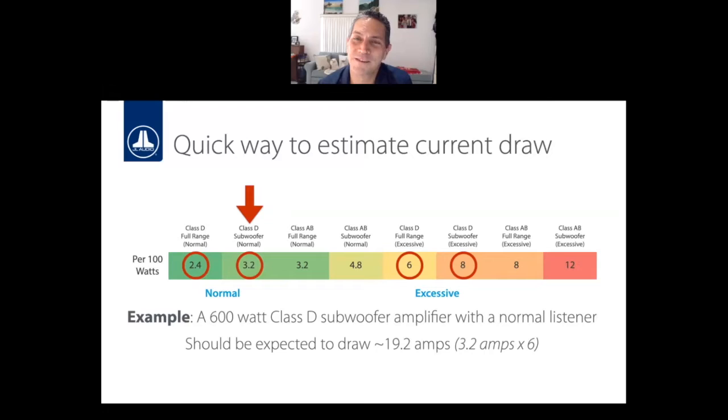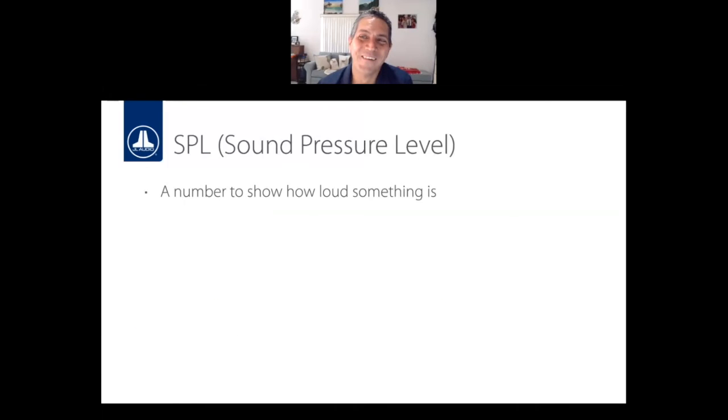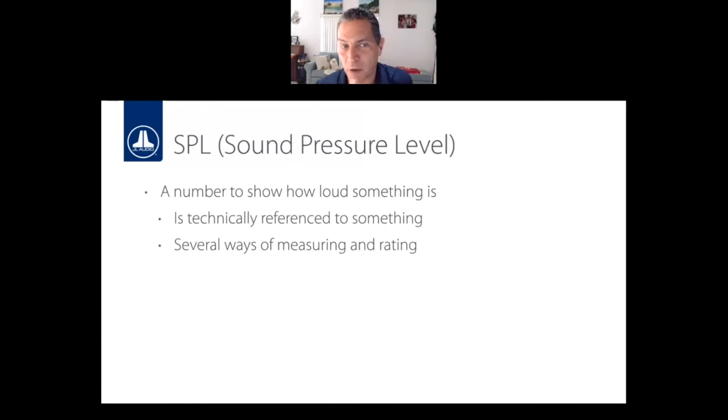So, all right, let's move on. Power obviously leads into the conversation of SPL, or sound pressure level. And I know that we talk about this in the audio world all the time. It's basically a number that's used to show how loud something is. It's important to know that it's technically a reference. It's a relationship from one number to another number.